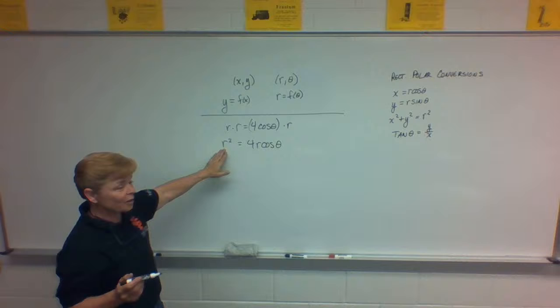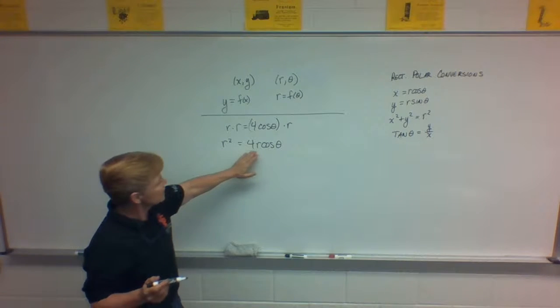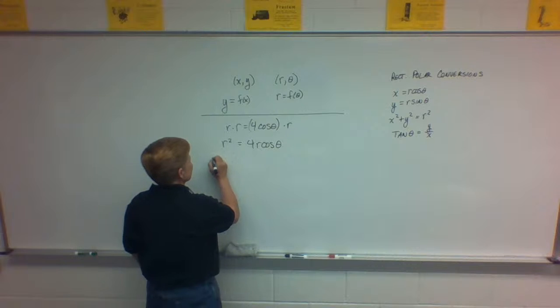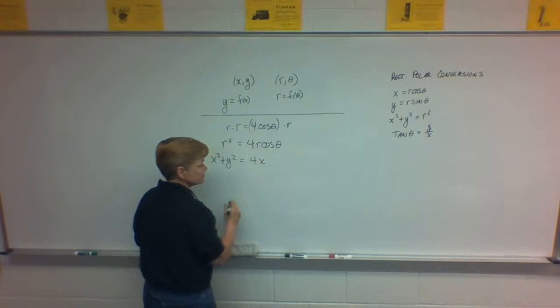I wanted this r squared. I was thinking, I don't want to square both sides, then I didn't have an r over here, so I had to rethink it. Okay, so now what I have is x squared plus y squared equals 4x.